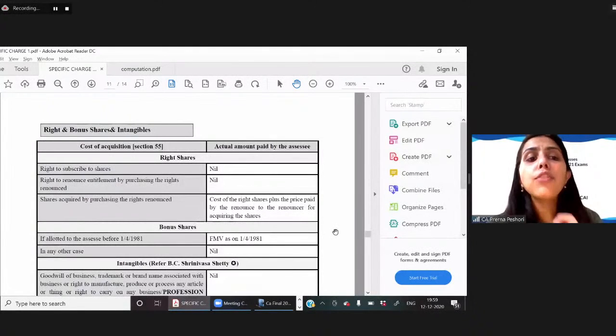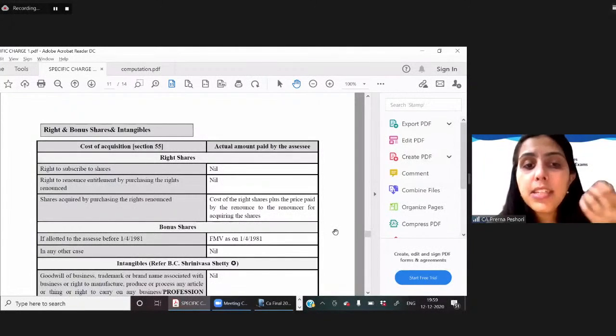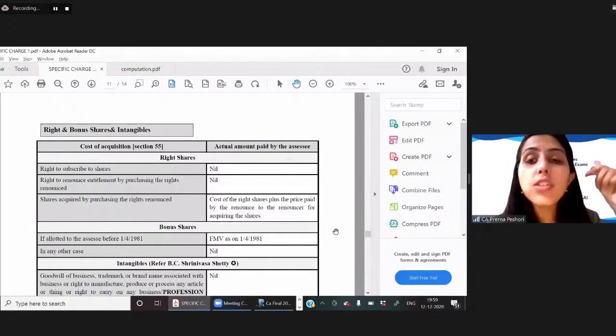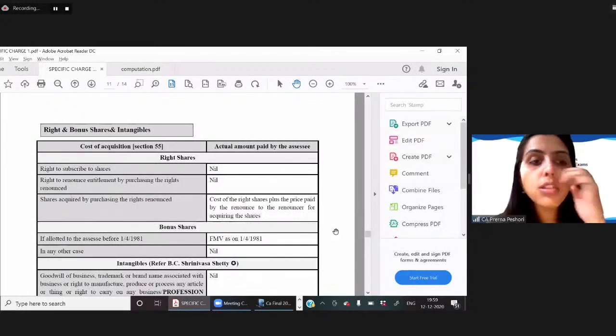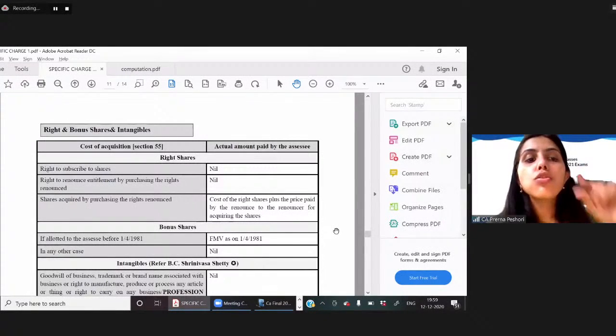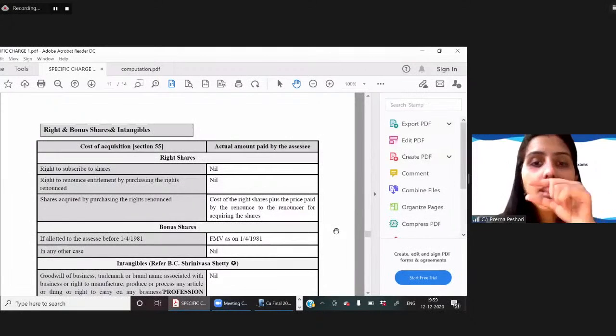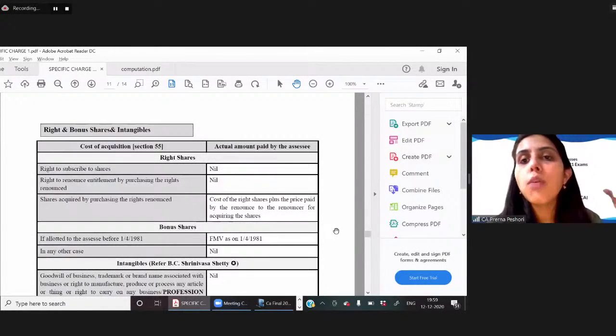Clear? When you renounce the right entitlement, when the right to renounce entitlement by purchasing the rights is renounced, again the amount paid would be nil, because you are just renouncing it. There is no cost involved in it, right? So when the entitlement to rights shares is renounced and you are purchasing the rights renounced, then the rights which are renounced, there is no cost attached to it.